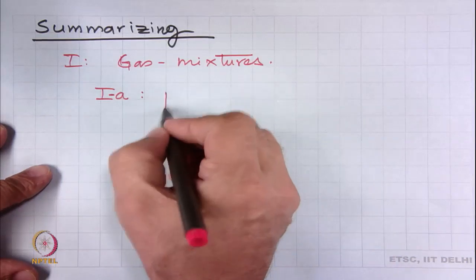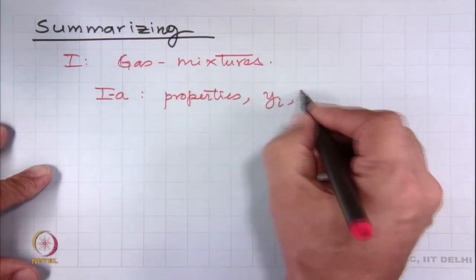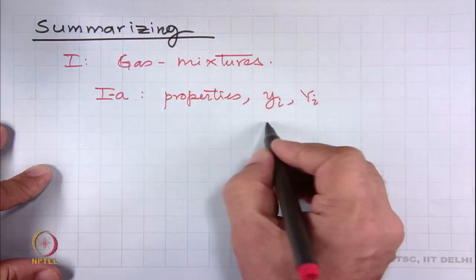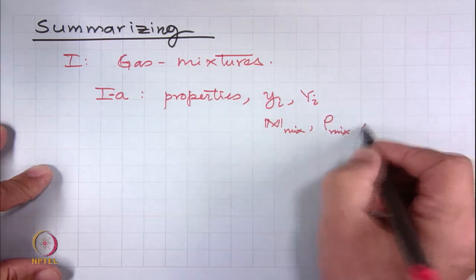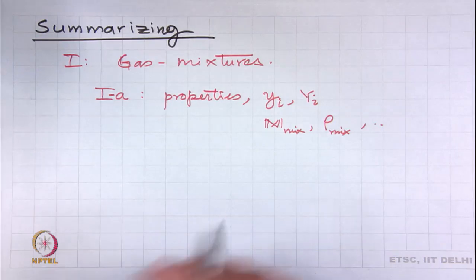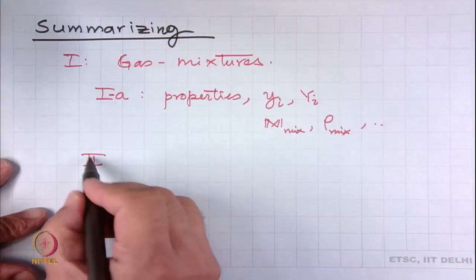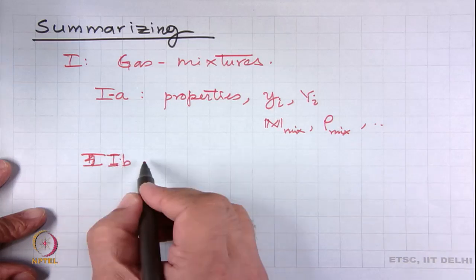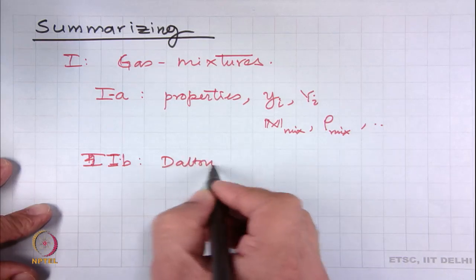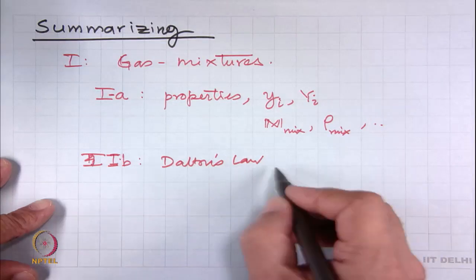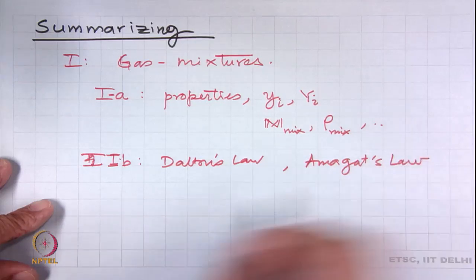we saw how we got some of the properties. We defined important properties which were the mass and molar fractions, and using this we got the mixture molar mass, the density of the mixture, and that set up the stage to go to the next level, where in the second part we extended this knowledge using two laws, Dalton's law of additive pressures and Amagat's law of additive volumes.